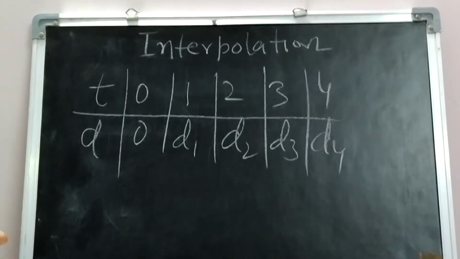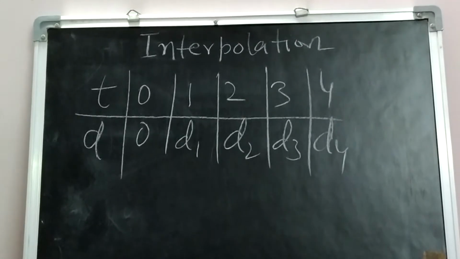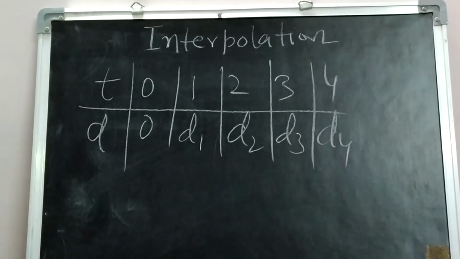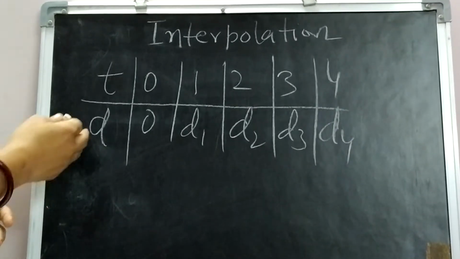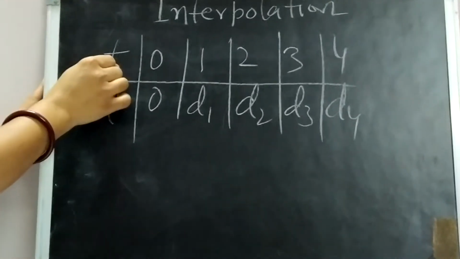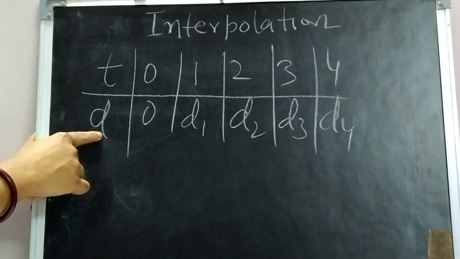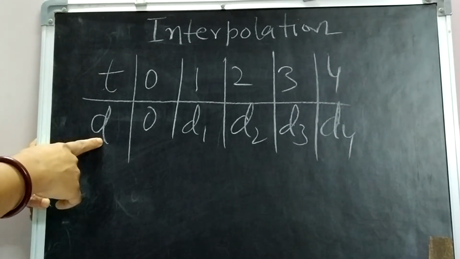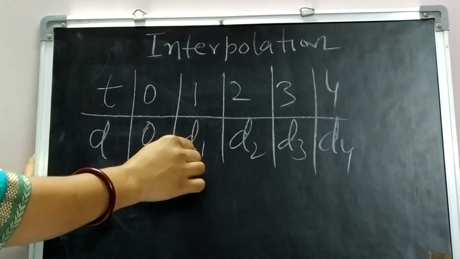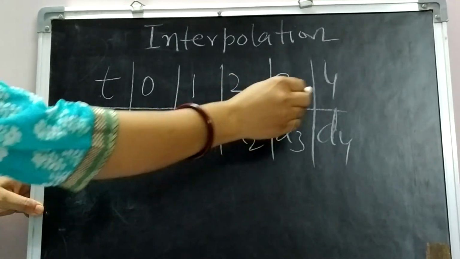Suppose, as we are aware, a global pandemic, COVID-19, is going on nowadays, and because of that everyone is being affected. Suppose we have collected some data related to COVID-19. T represents the time in weeks, and D is the number of deaths due to COVID-19. At week 0 it is 0, at week 1 the number of deaths in a particular locality is D1, at week 2 D2, and so on.